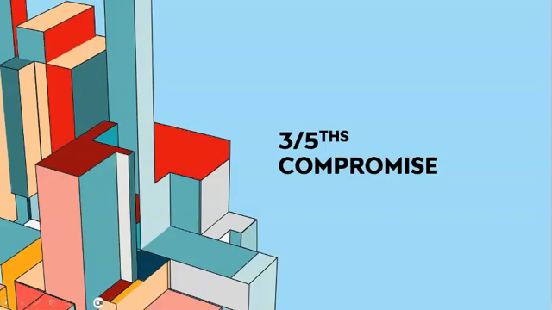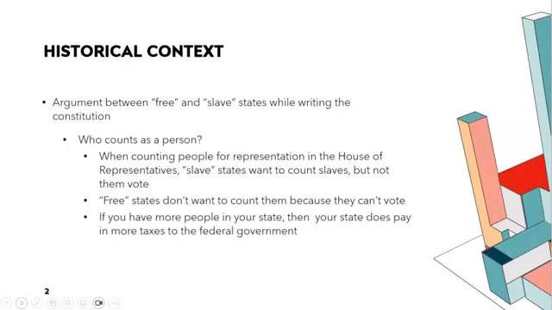The Three-Fifths Compromise is one of three compromises that were struck during the writing of the American Constitution. The historical context here is that there was an argument between, quote, free and, quote, slave states while writing the Constitution.